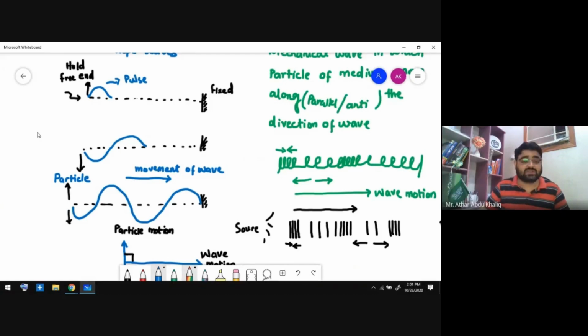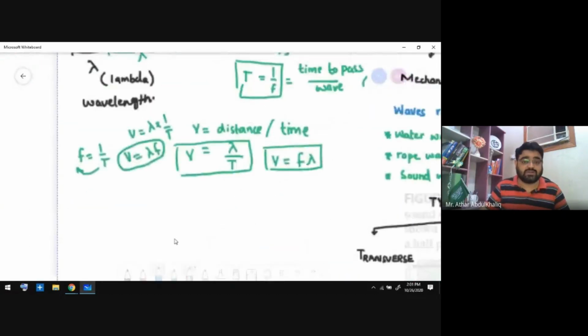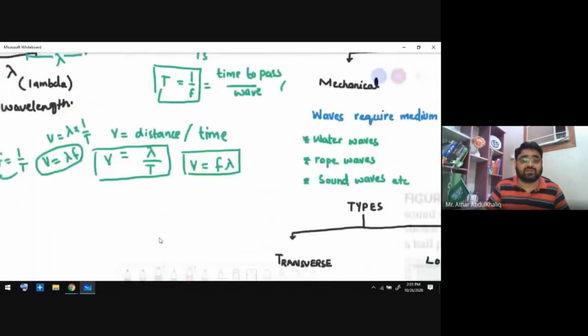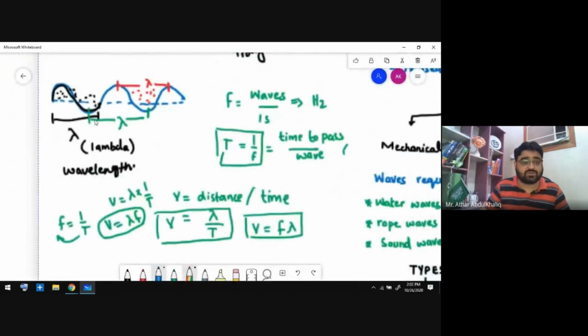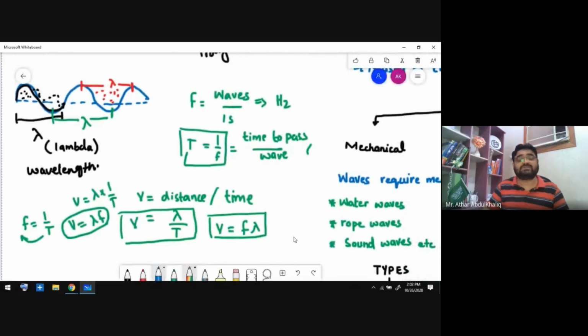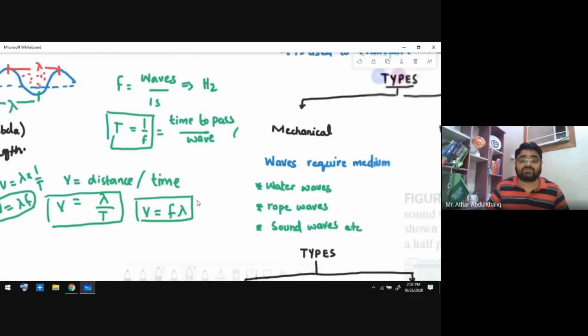But there is one more thing that I just want to remind you, the different terminologies. What were the terminologies? I told you the upper portion is called the crest, the lower portion is called the trough. One crest and one trough is called the wavelength, or trough to trough or crest to crest is also the wavelength. It is denoted by lambda. Frequency is waves per unit time. The time to complete one wave is called the time period. For finding the speed of the wave, we use v = f lambda, or v = lambda over T. So these are the terminologies that we used in last week's lesson.